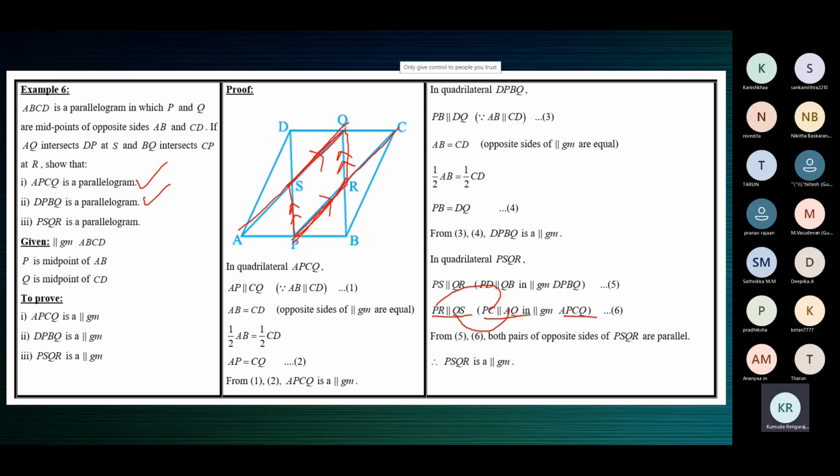Similarly, PS is parallel to QR. PS is parallel to QR because PS is a part of PD. Look at the figure. And QR is a part of QB. And we know that PD is parallel to QB because this is a parallelogram.